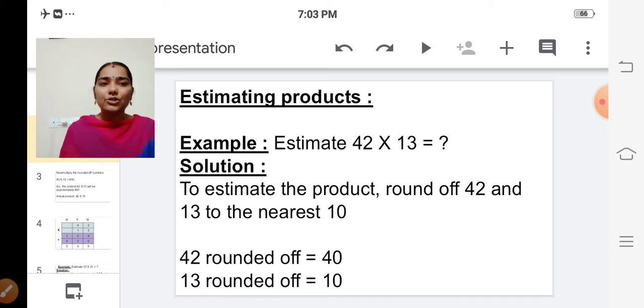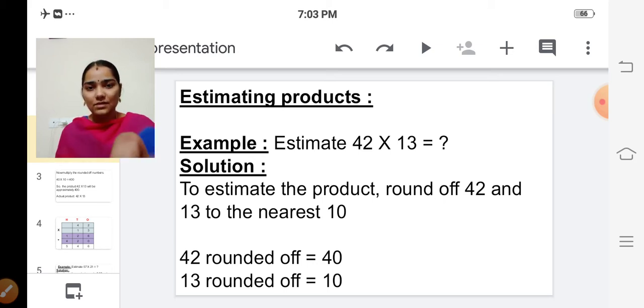Estimate 42 into 13. See the solution. To estimate the product, round off 42 and 13 to the nearest 10. What are the given numbers? 42 and 13, isn't it? So we are going to round off 42 and 13 to the nearest 10.